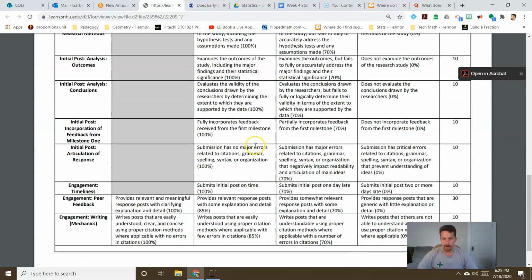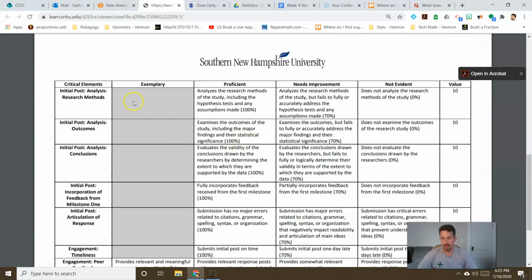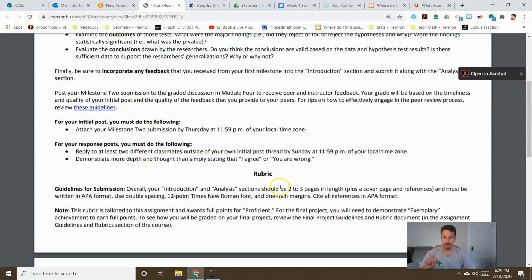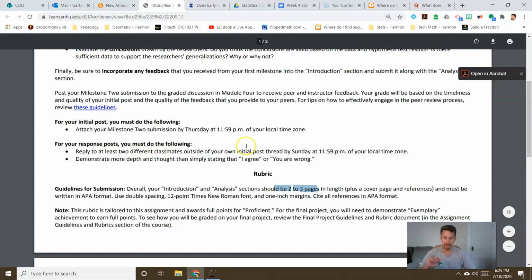This is the rubric right here. It's a lot like last week. You just have these 3 additional sections on top of the introduction. So what you're submitting is 1 paper that is now 2 to 3 pages in length because you have your introduction and analysis.